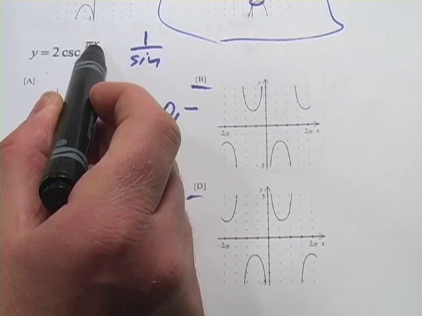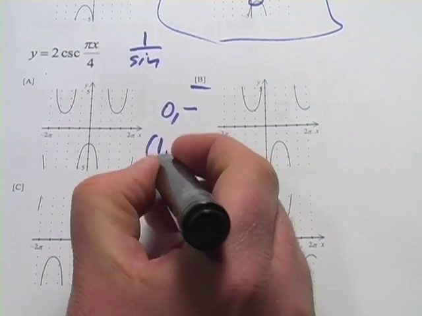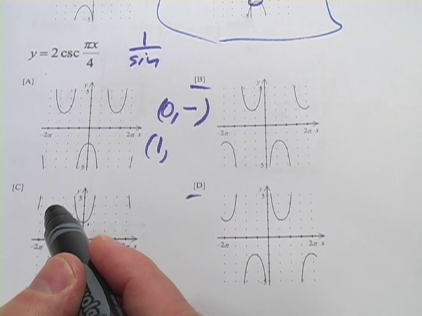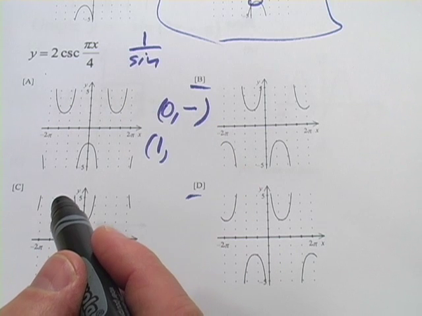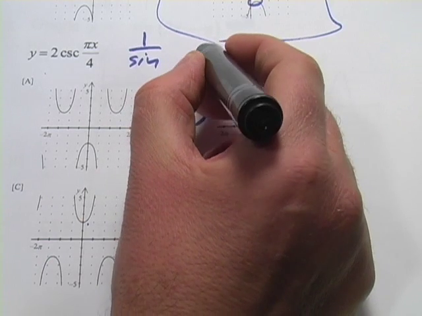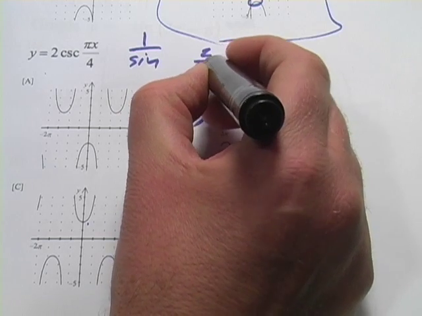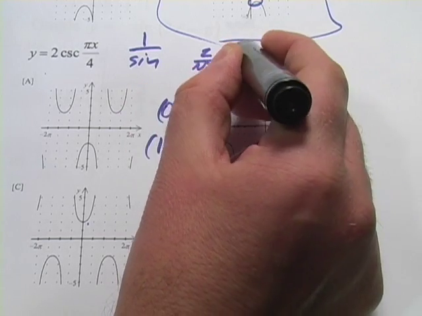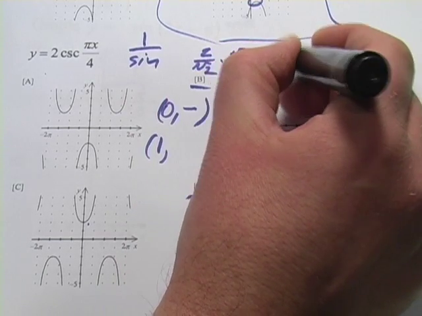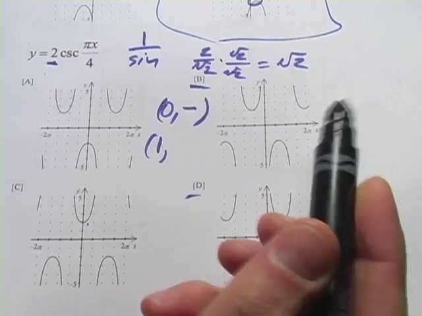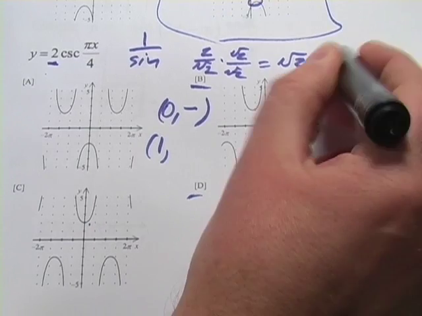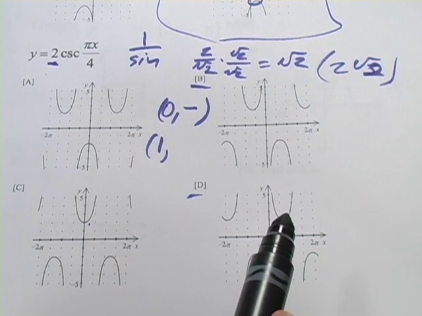So I might try the point 1 here for x. And then we'd have the cosecant of pi over 4. And let's see, the sine of pi over 4 I think is the square root of 2 over 2. So the cosecant would be 2 over the square root of 2. And we can fix the radical there. So that would evaluate to just square root of 2. Then we'd multiply it by the 2. So we'd get 2 times the square root of 2. And that's somewhere in the neighborhood of 3.